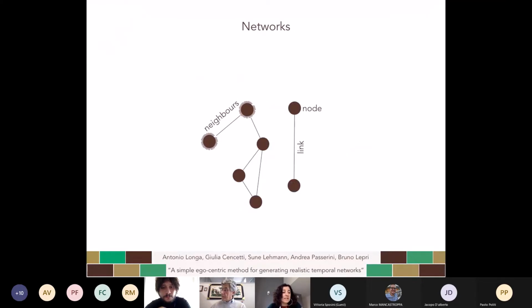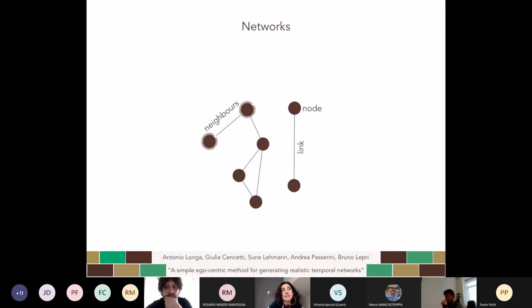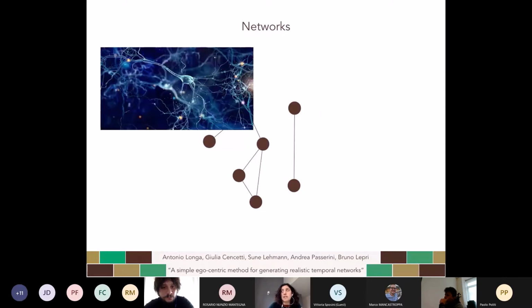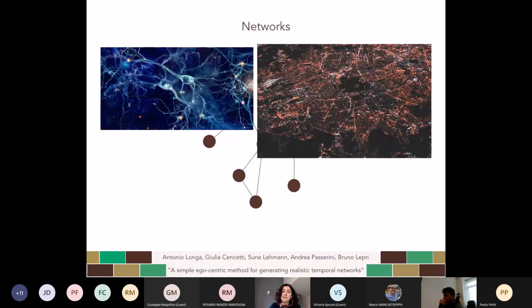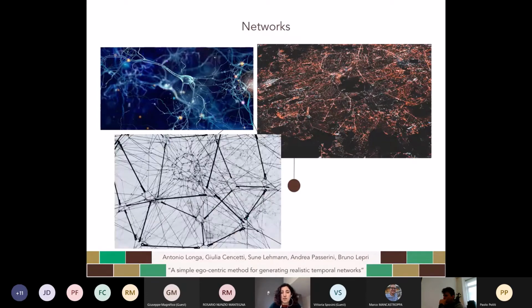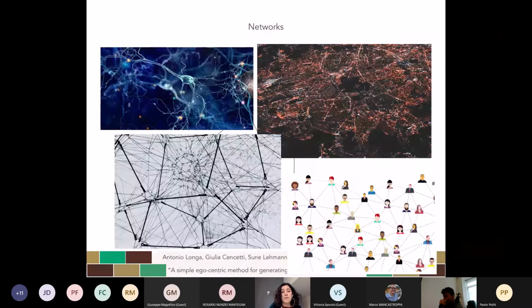A network is a structure that involves a set of nodes which are connected by links. And when two nodes are connected, we call them neighbors. So when I will talk about neighborhood of a specific node, I will mean the set of nodes that are connected to it. Now, networks are very simple structures, and they are very useful to describe many real-world systems. So, for instance, biological interactions, urban street networks, artificial infrastructures in general, and social networks.